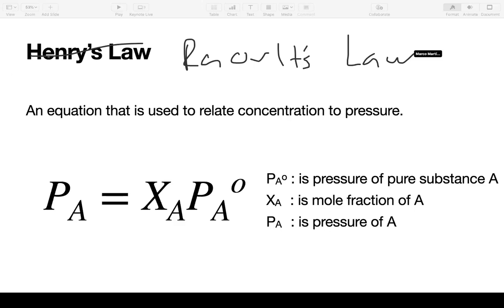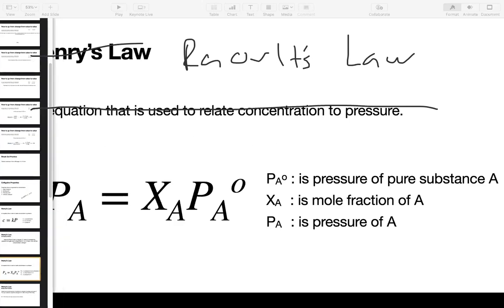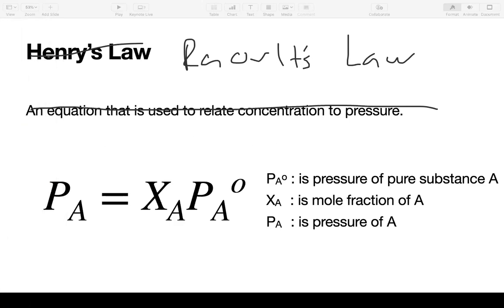So this is Raoult's law now. This is an equation used to relate concentration to pressure. I think I messed up on this slide. So this is an equation that is used to find the mole fraction or the partial pressure of a gas on a liquid.